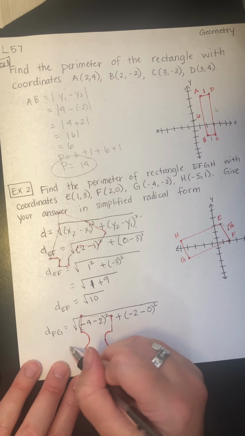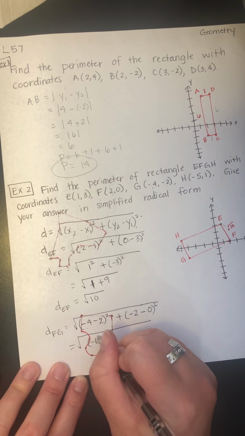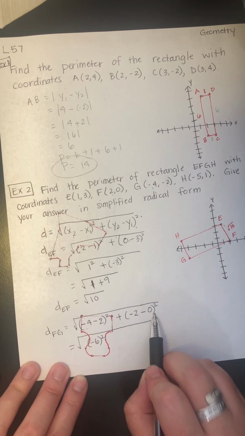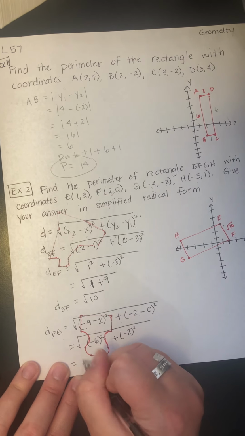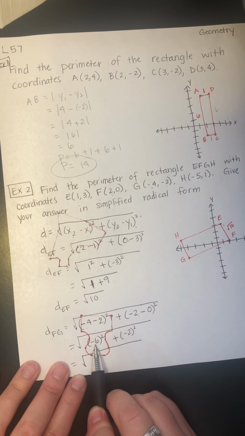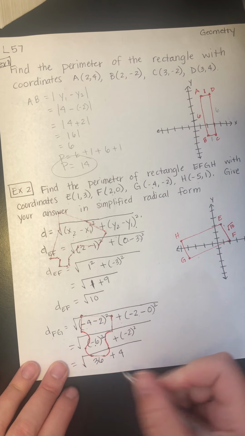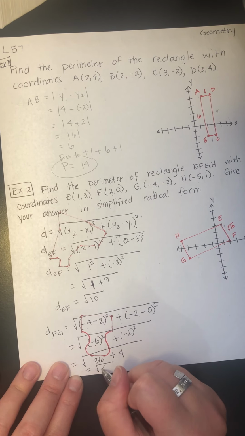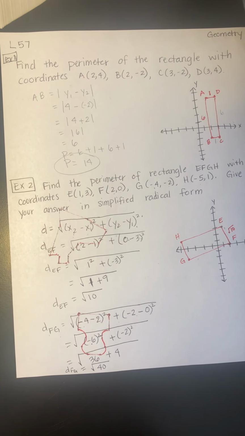Simplify this. You get the square root of negative 4 minus 2, which is negative 6 squared, plus negative 2 minus 0, which is negative 2 squared. Negative 6 squared is 36, plus 4. The square root of 40. That's the distance from F to G.